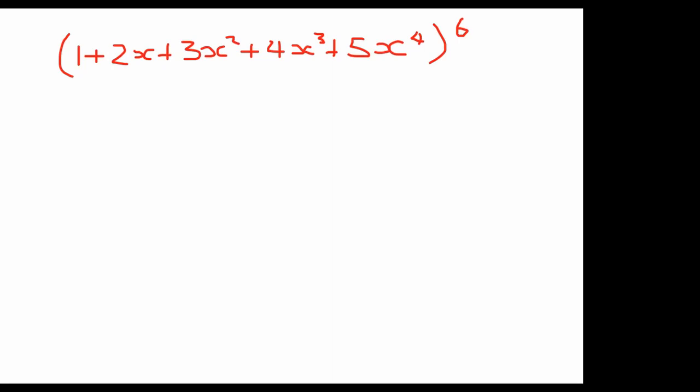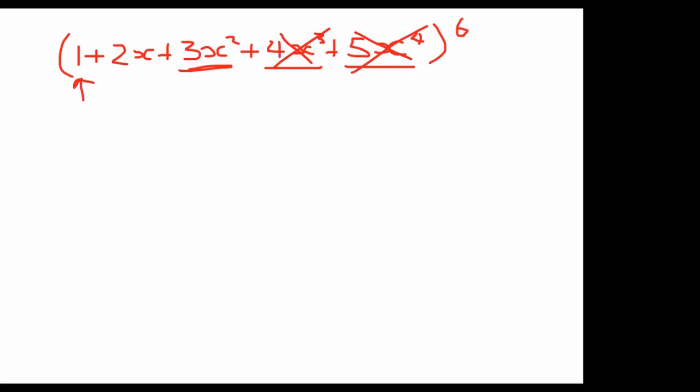Well, we can't ever choose this 4x cubed or this 5x to the 4, because our power of x is already too big, and multiplying it by something else isn't going to make it smaller. So we don't have to worry about these terms. If we choose a 3x squared, then we've already got an x squared. So we can't have any more x's, which means that we'll have to choose this 1 all of the other times.